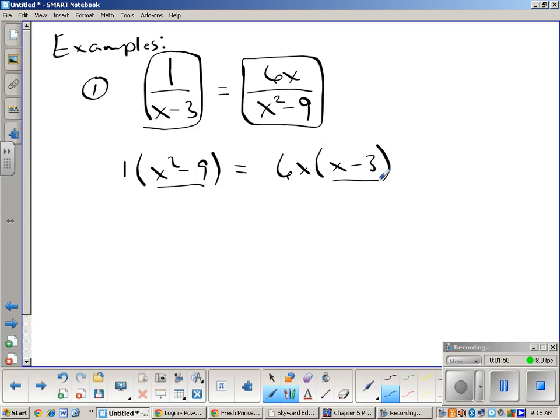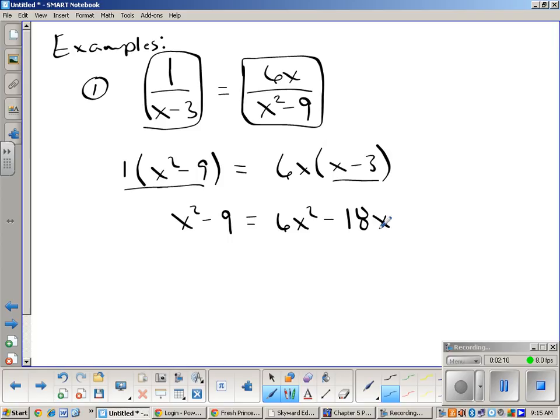We could distribute. When I distribute to 1, obviously, we just get x squared minus 9. I hope you see that. And on the other side, when I distribute 6x, what do I get? 6x squared minus 18x. Good.